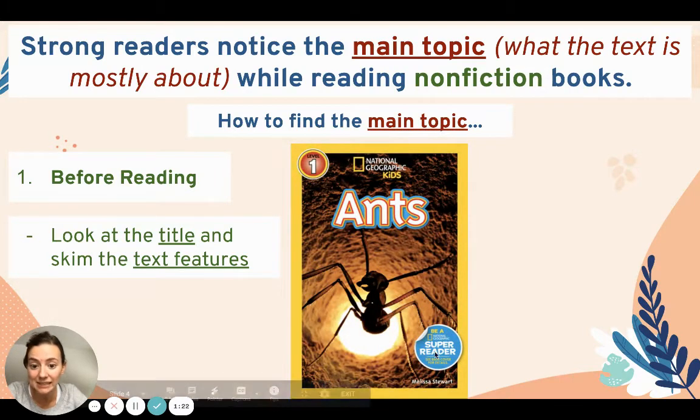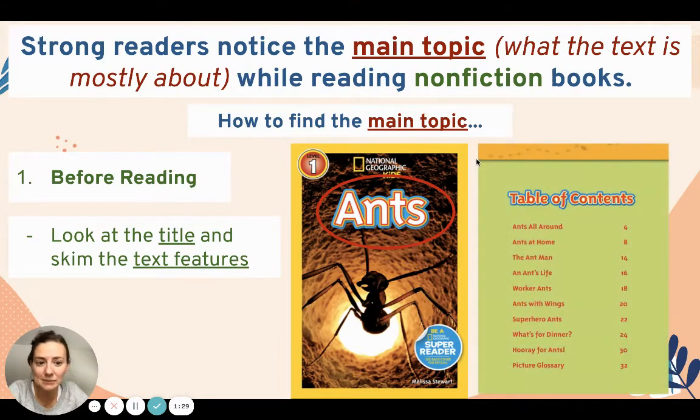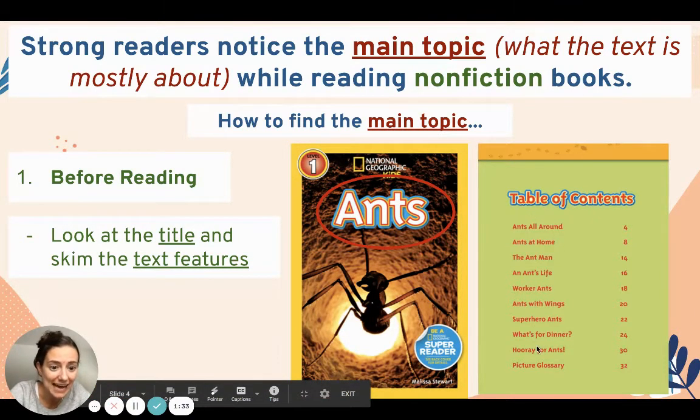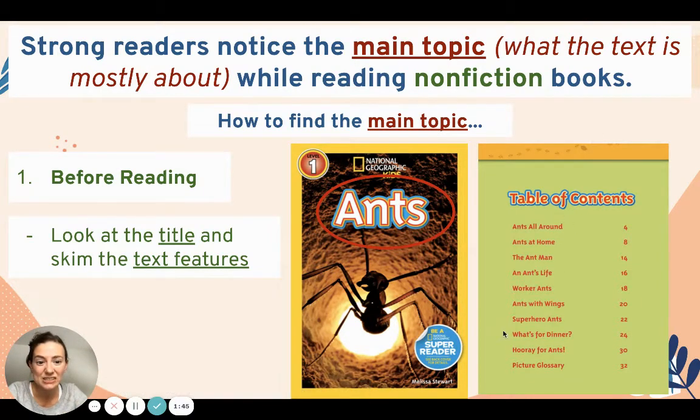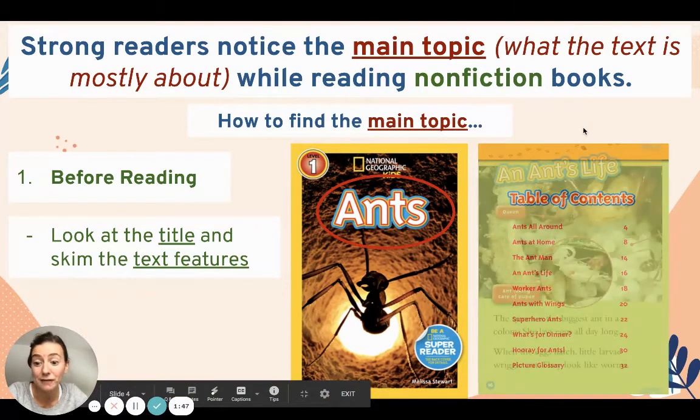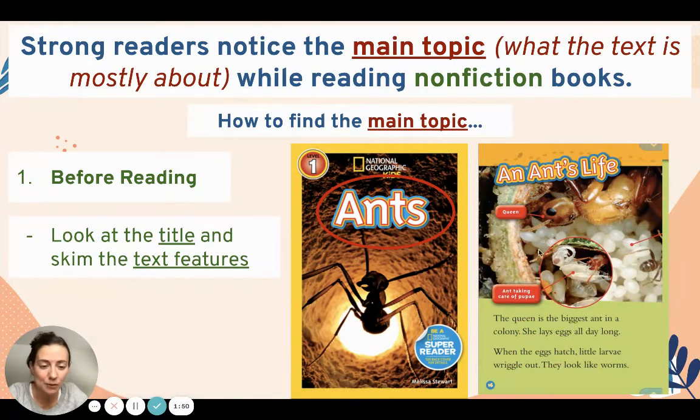We did this with our ants book. Remember, we looked at the title? That was easy, right there, ants. Then we looked at some of those text features. We looked at the table of contents, which has all these headings about ants. Ants all around, ants at home, the Ant-Man, ants life, worker ants, ants with wings, superhero ants, what's for dinner, hooray for ants, and the picture glossary. So this book is seeming like a lot of facts about ants. Then we took a look at one of the photographs inside, and this showed us a photograph of an ant.